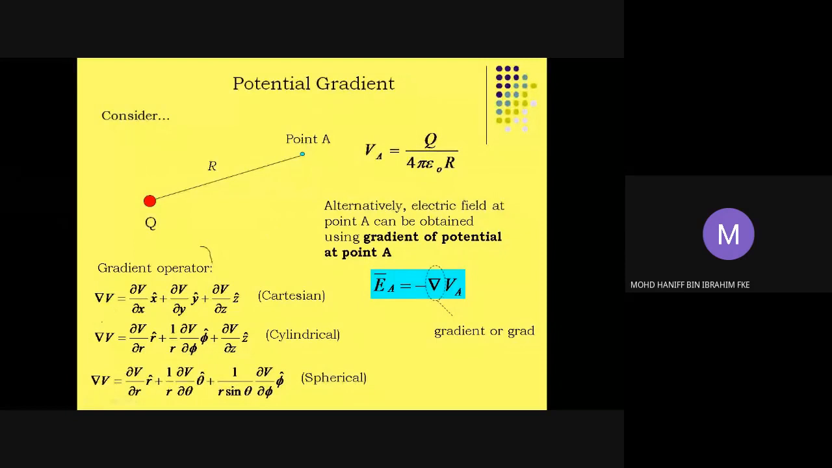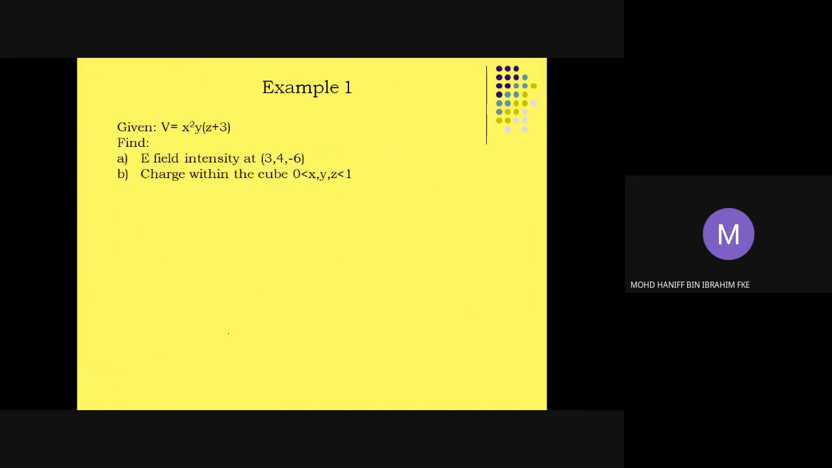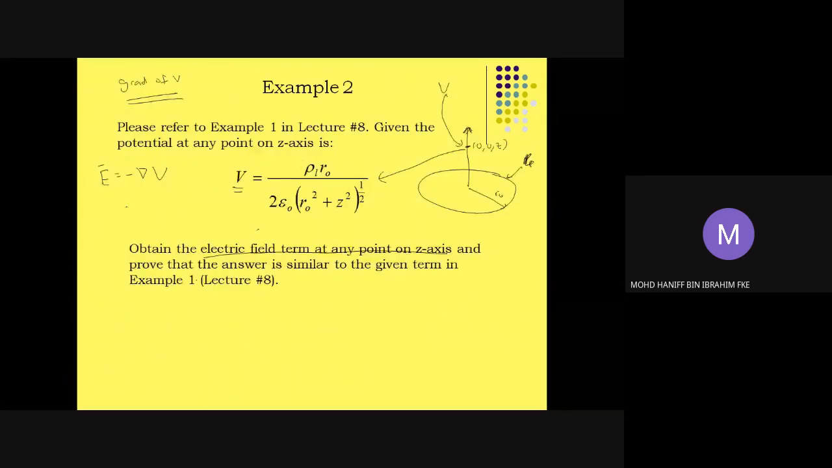So we have this, the grad of V for cylindrical: dV over dr of R, 1 over R dV over d phi of phi, plus dV over dz of Z. So the E field will be written as negative dV over dr, direction of R, plus 1 over r dV over d phi, direction of phi, plus dV over dz, direction of z. That's how we calculate the E field.